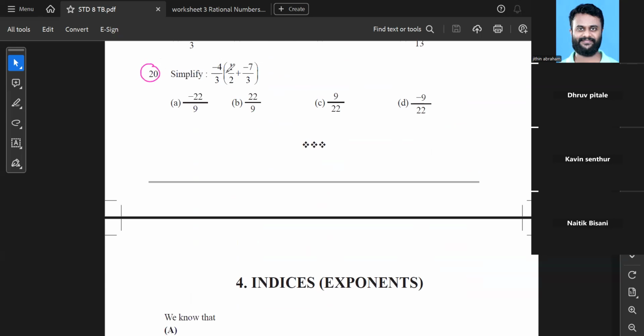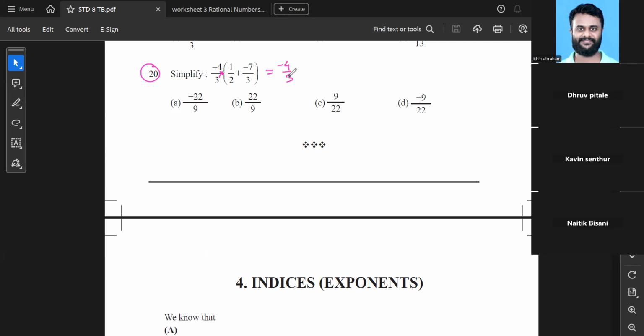So simplify this number. Here you can see there is no operator, which means it's a multiplication. You should always understand that if there is nothing but just a bracket, it means multiplication. So first of all, you should solve whatever is inside the bracket. Inside the bracket, when I take the LCM, I'm just writing it down.